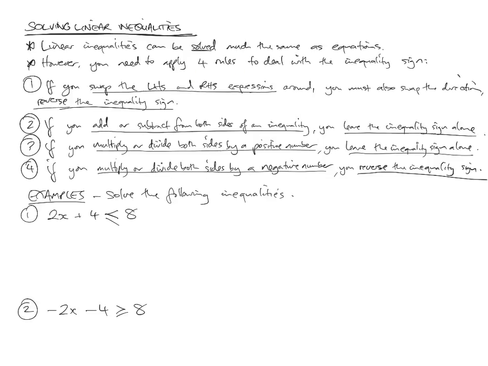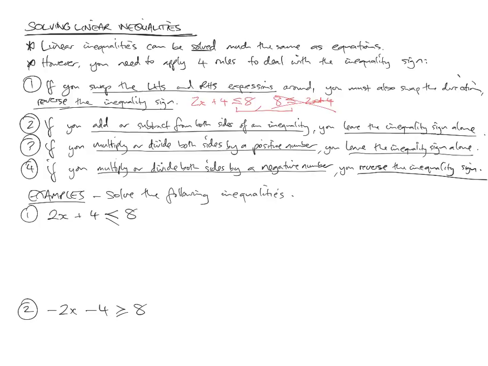So firstly, if you swap the left-hand side and right-hand side of the expressions around, you also have to swap the direction of, or reverse, the inequality sign. So let's say your question was, let's use what's below, 2x plus 4 is less than or equal to 8. And let's say you wanted to put the 8 on the left-hand side. You can't then write 2x plus 4 on the other side and then keep the sign the same. That's incorrect because you've changed the question now.